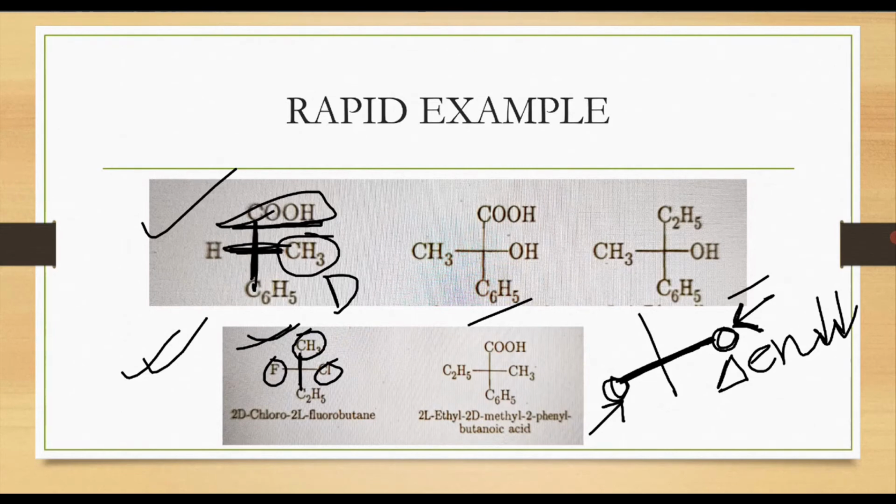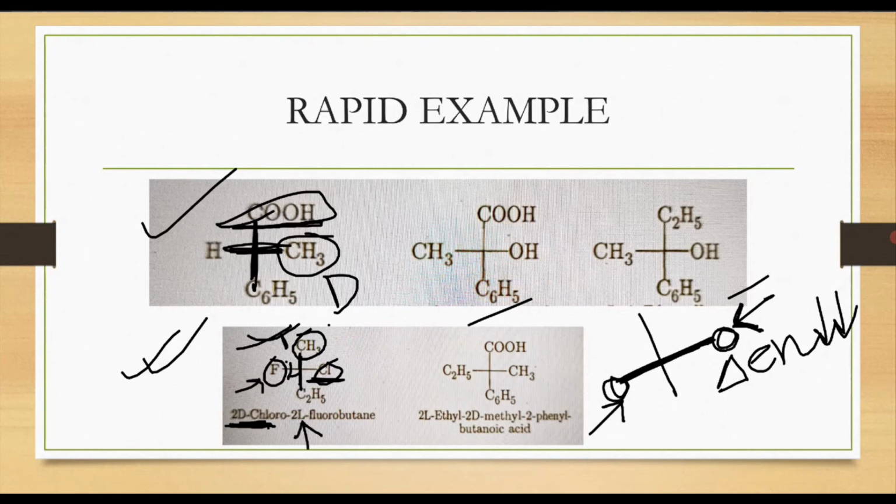So for this case, as chlorine is on the right side, it is 2D chloro. 2 means position: here is carbon 1, the second chiral carbon is C2. As chlorine is on the right side and fluorine is on the left side, it is 2L fluoro.